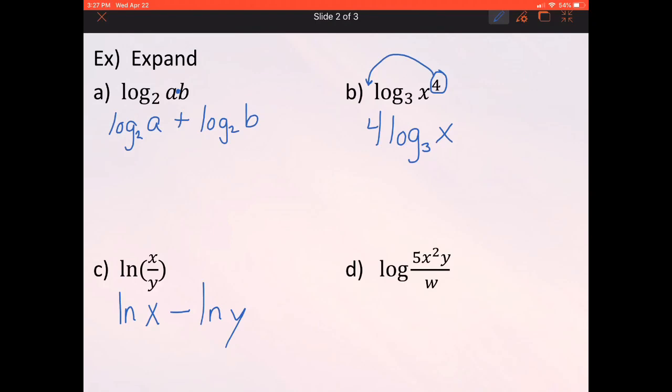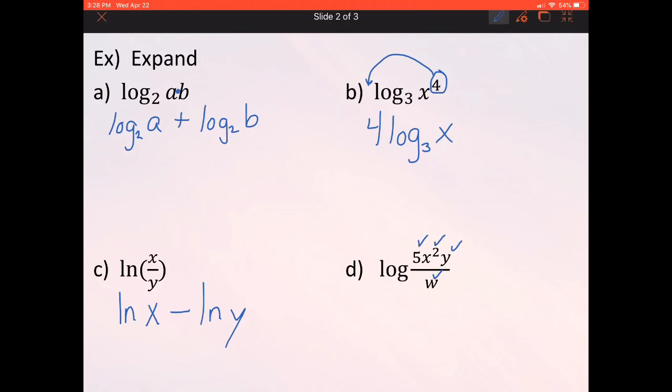All right, now in example D, I have a few more pieces. I have log of, and this whole thing, I've got a 5, an x squared, a y, and I have a w at the bottom. So if I look at 5x squared y and w, that's 4 different things. 1, 2, 3, 4. I've got 4 different pieces I'm going to have to separate.